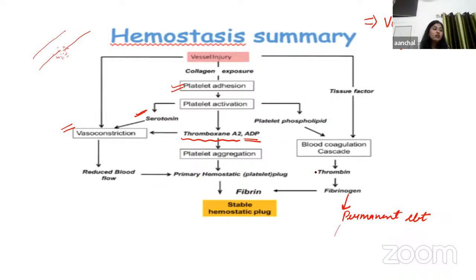Now, finally, we have coagulation of blood. During this process, fibrinogen is converted into fibrin, right? As we can see, the fibrinogen is converted into fibrin, and fibrin threads get attached to the loose platelet plug, which blocks the remaining part of the blood vessel and prevents further loss completely, right? And this mechanism is known as stable hemostatic plug formation, right? So this is all about hemostasis.